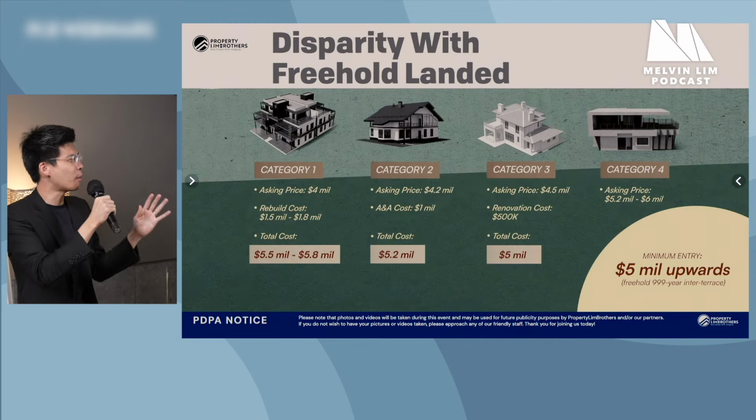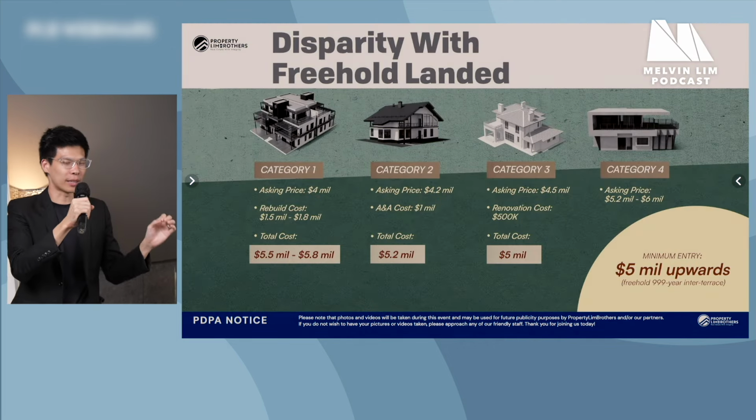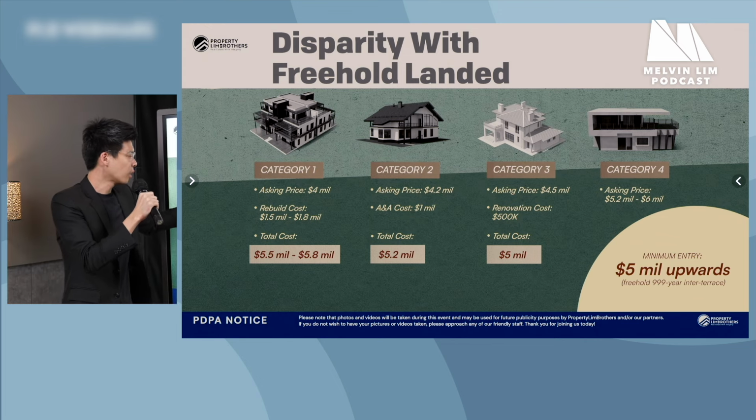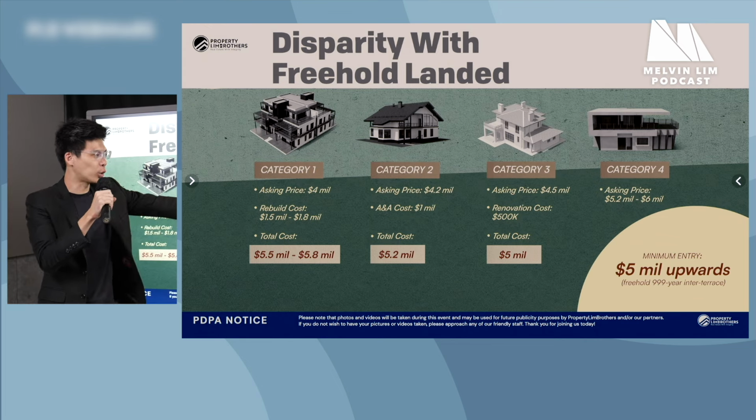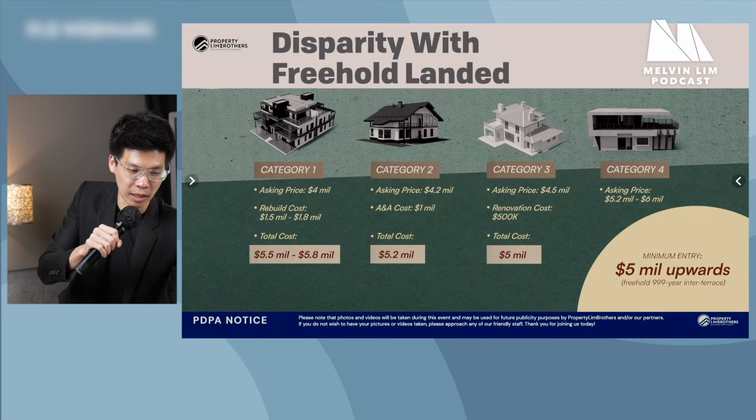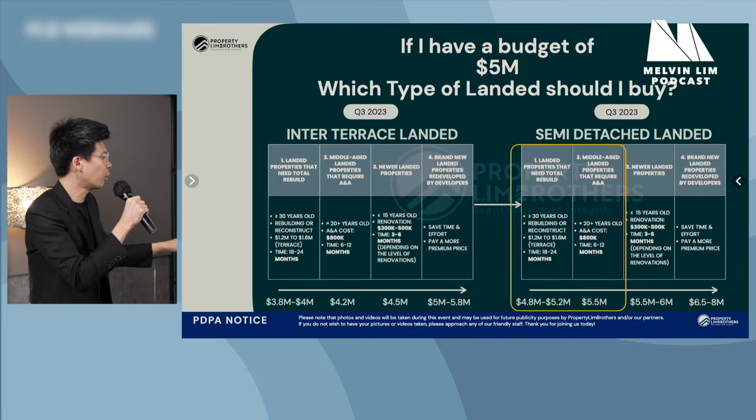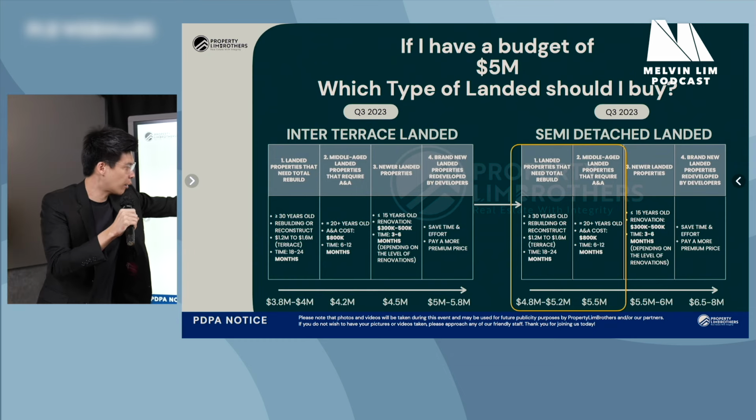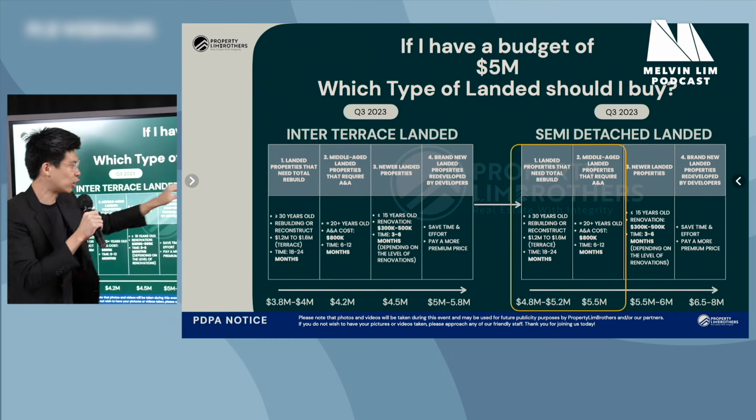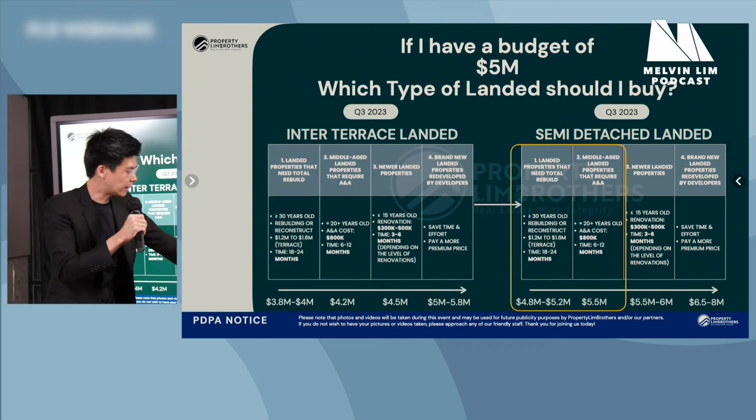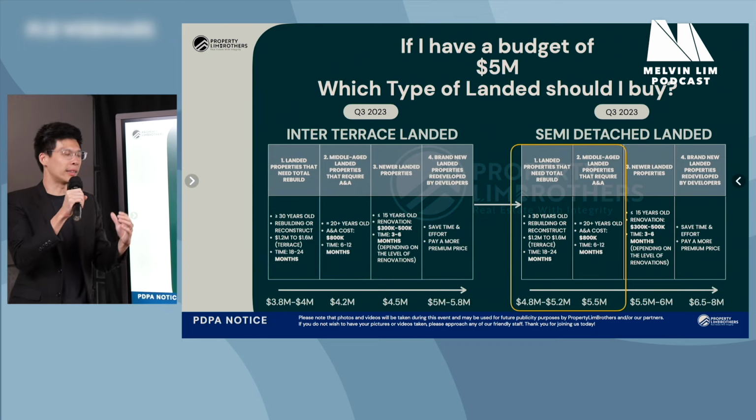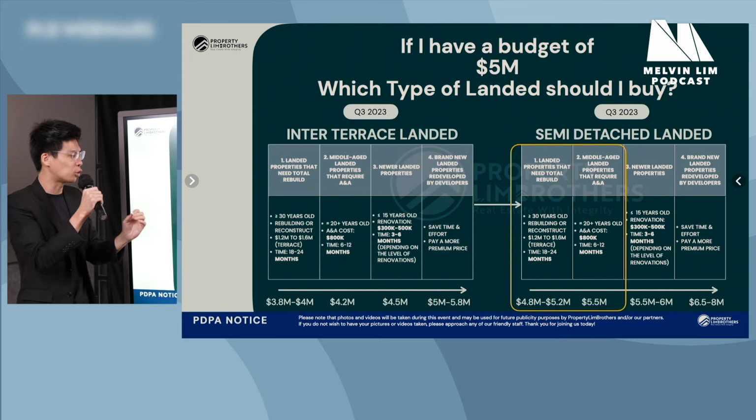So you can also use the disparity effect on the types and condition of landed property. We have 4 categories of landed. Cat 1 is meant for rebuild. Cat 2 is for A&A. Cat 3 is for minor renovation to move in. Cat 4 are brand new from developers. In this scenario, let's say, for example, the inter-terrace for the different categories are at this pricing, and semi-detached in the same timeline is at the pricing below. Which one do you think will be a better buy that gives you more price acceleration in the next 3 years to come?